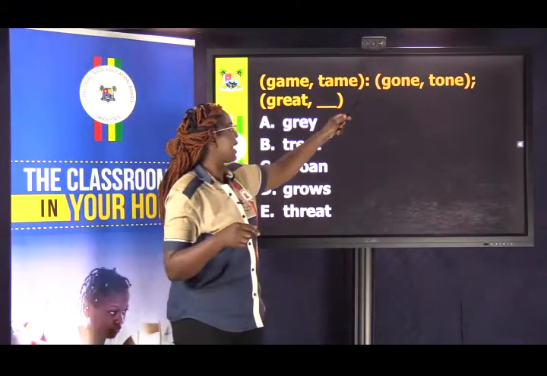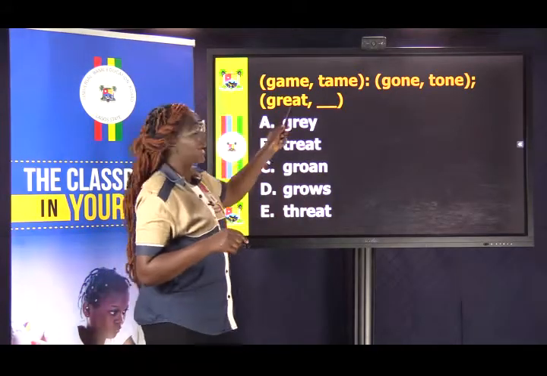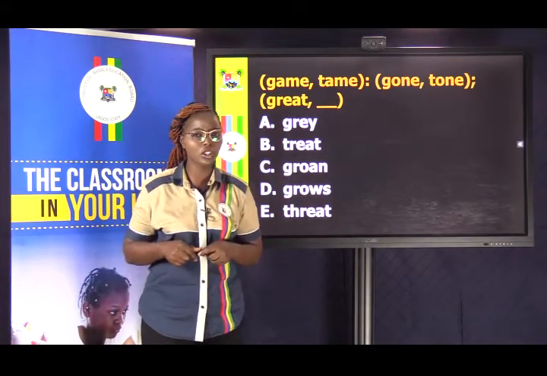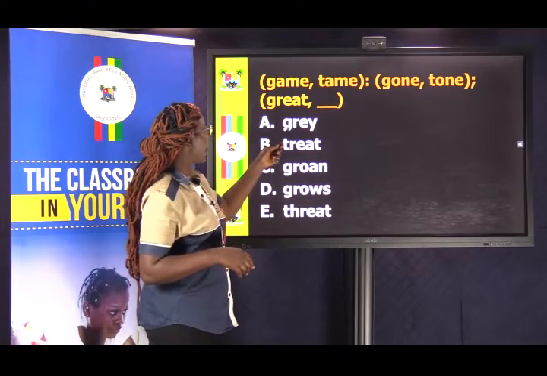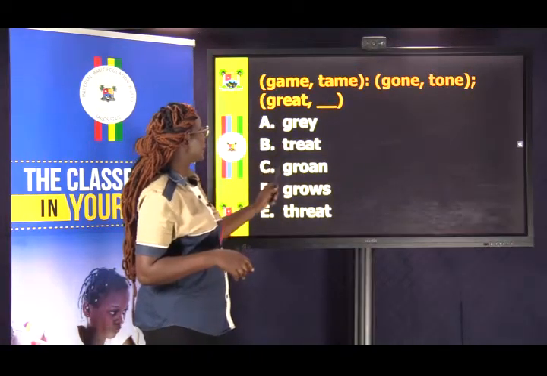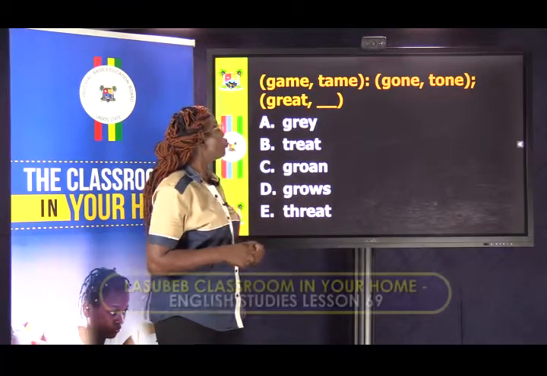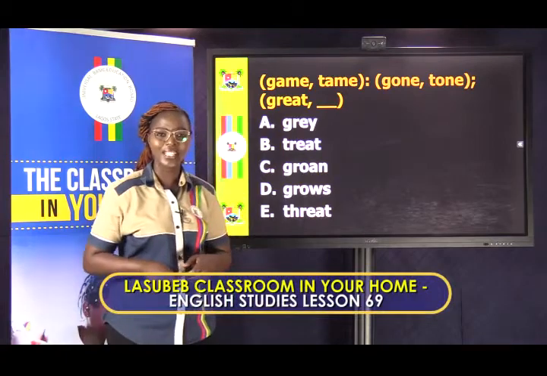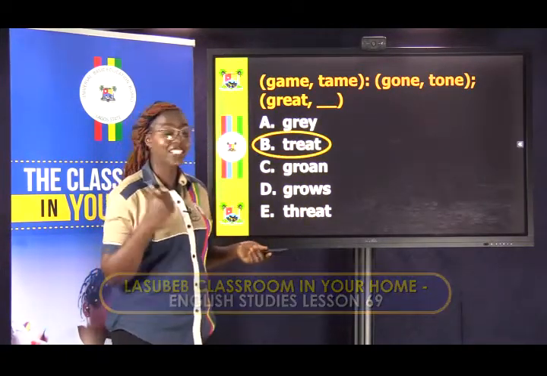And so the only thing that is different is the first letter, which means when we are choosing our answer, what are we going to concentrate on, children? The first letter, the first letter. So let's look. Gray, treat, grown, gross, threat. Which is your answer, children? Did you choose treat? Yes, you're correct.